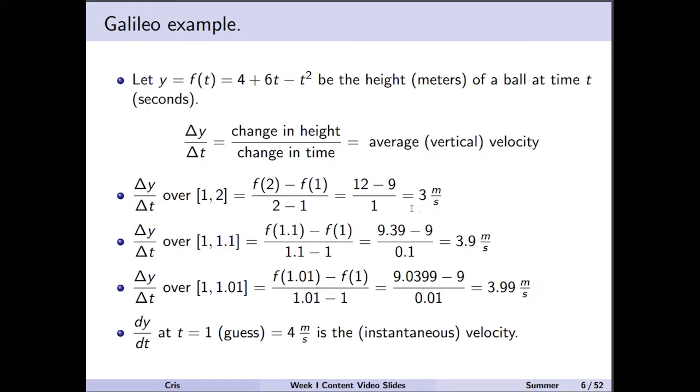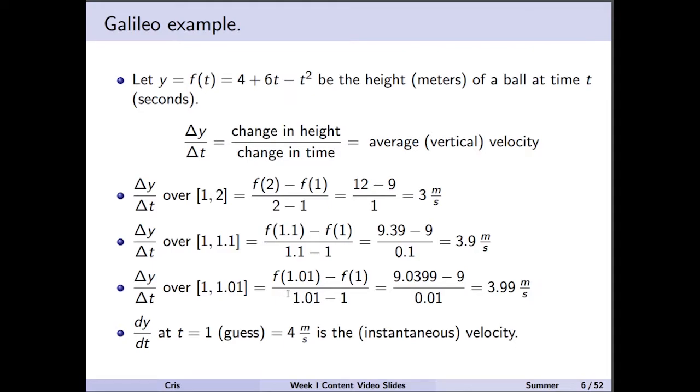Fine. But now let's shrink the time interval. Let's just go between 1 second and 1 1/10 seconds, so a very short time interval. We can do the same computation. We evaluate f at 1.1. We get 9.39. Maybe you'd have to believe me. Maybe we can put it in there. I guess we can put it in there. 4 plus 6.6 minus 1.21 equals 9.39, right? And that's an average velocity of 3.9 meters per second.